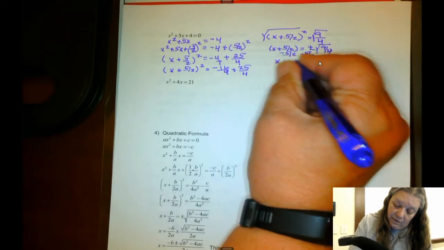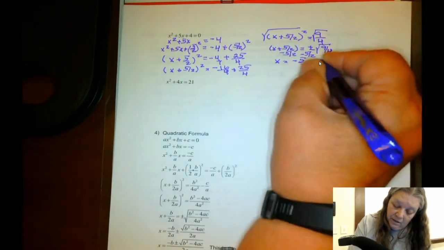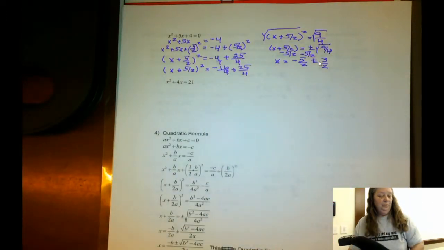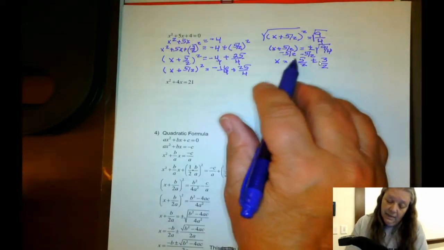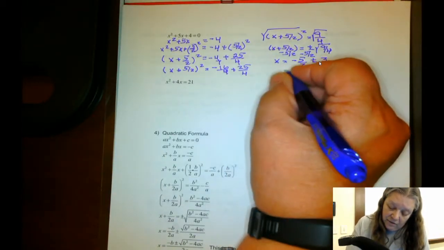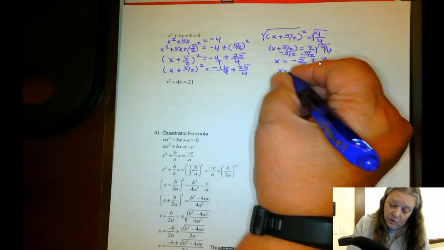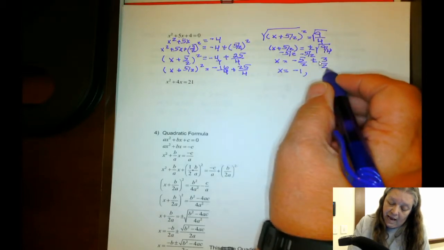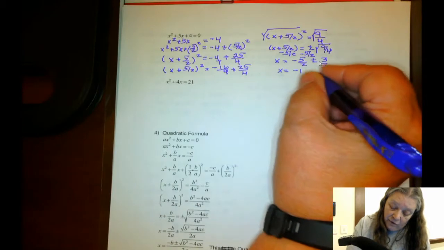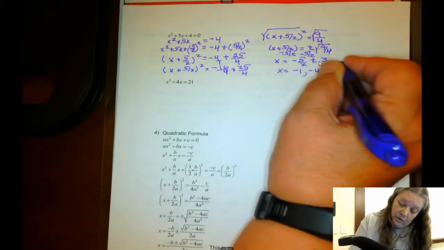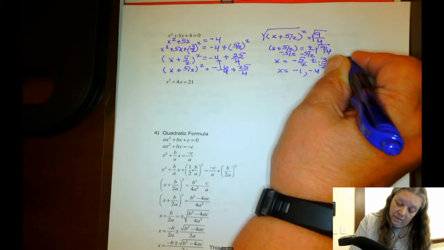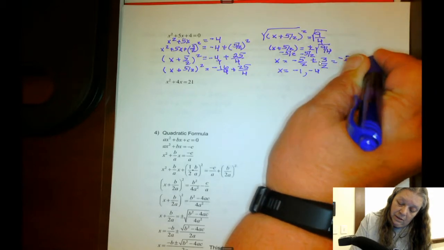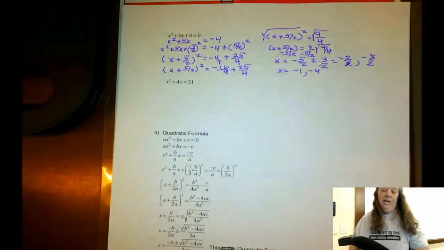So x equals negative 5/2 plus or minus 3/2. Negative 5/2 plus 3/2 is negative 2/2, which is negative 1. Negative 5/2 minus 3/2 is negative 8/2, which is negative 4. So this equals negative 2/2, negative 8/2.